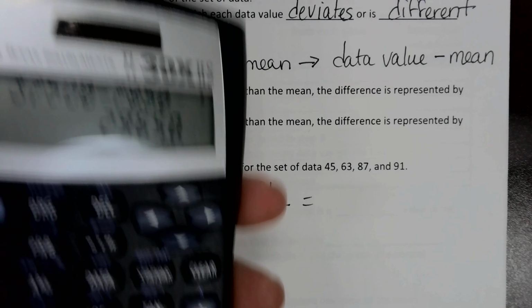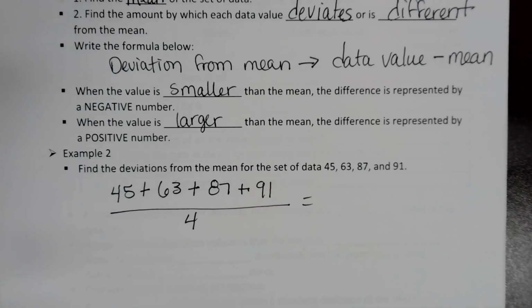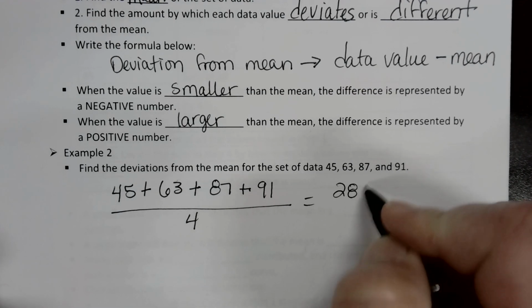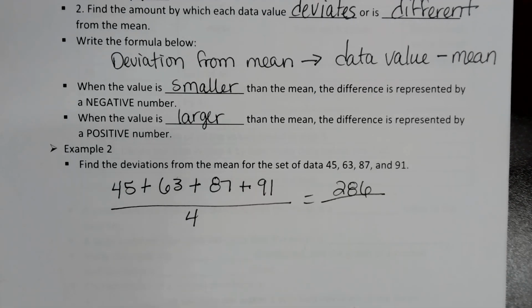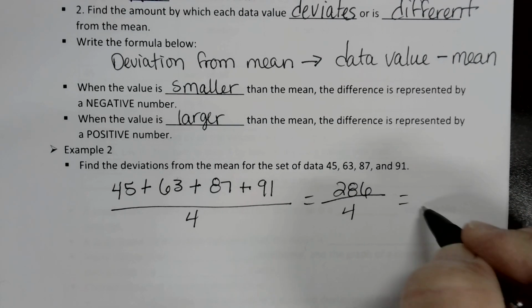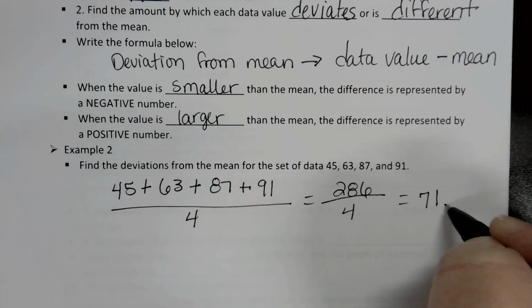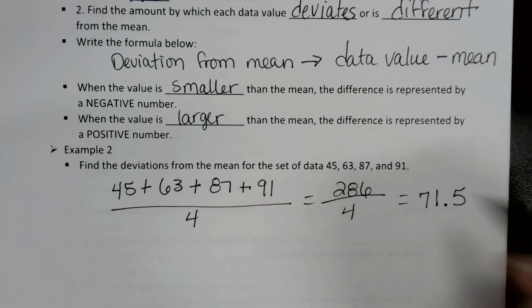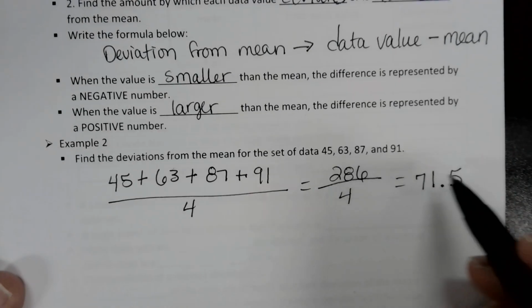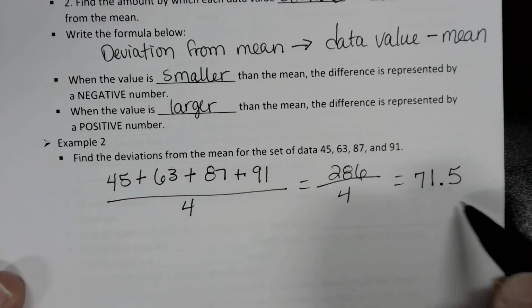And once again, calculator. 45 plus 63 plus 87 plus 91 equals 286. We want to add that top first, then divide by 4 to find that our mean is 71.5. Okay, we've got the mean. Yay. Now, we're going to find the deviation from the mean for each of those numbers.